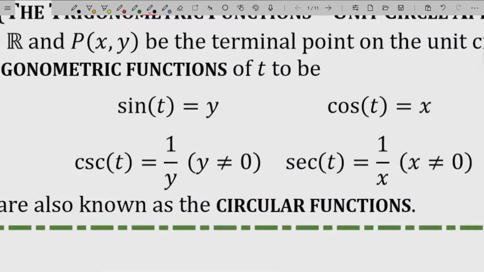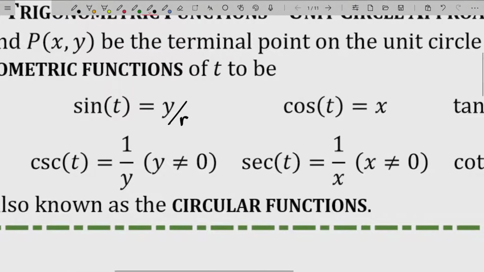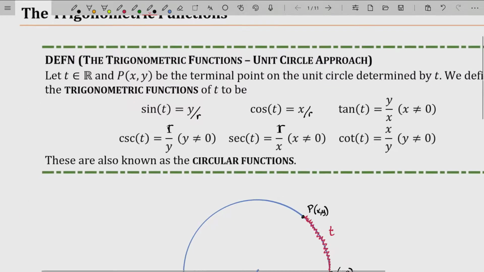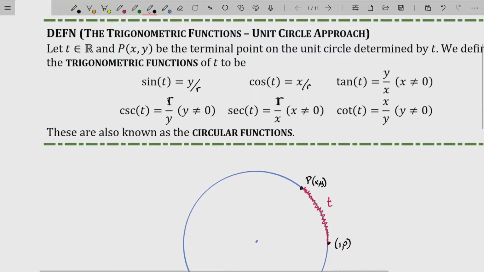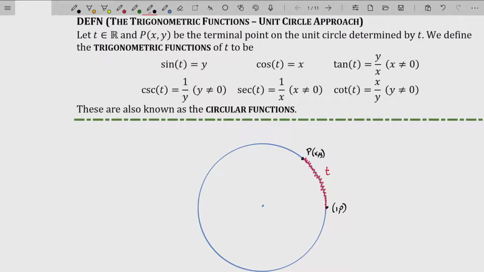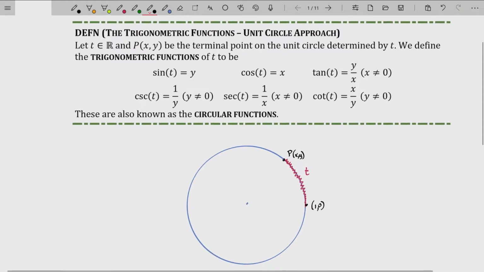You may have also learned an alternative definition, which is that sine of t is y over r. That is a perfectly fine definition if you're in a circle of radius r instead of a radius 1 circle. So if that's the case, then your trig functions are defined like that. However, in the unit circle definition, r is 1 because that's the radius of the unit circle, and so all of those disappear and they just become the number 1. That should be familiar to you.